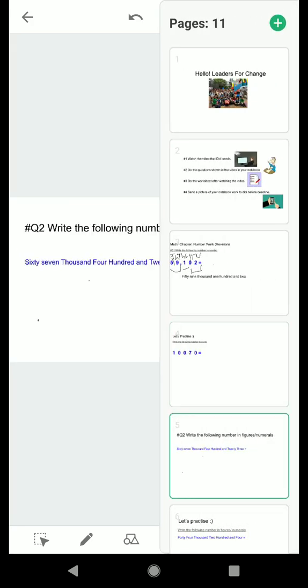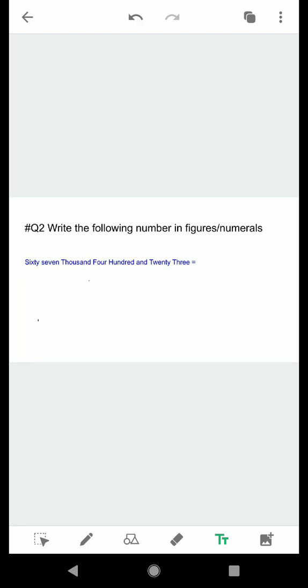Moving on, we will do question number 2. Question number 2 is write the following number in figures or numerals. It means we have been given the number name of the number, and we have to write the digits of the number with the correct place value.